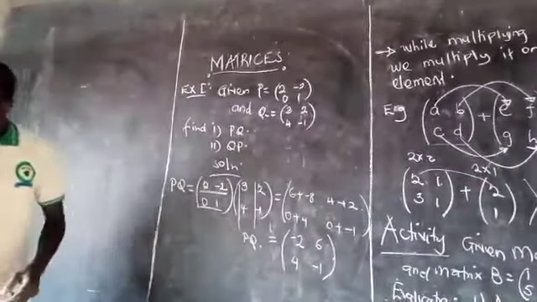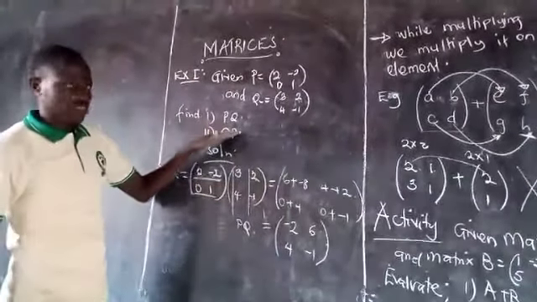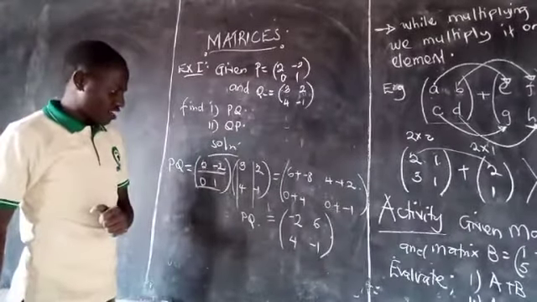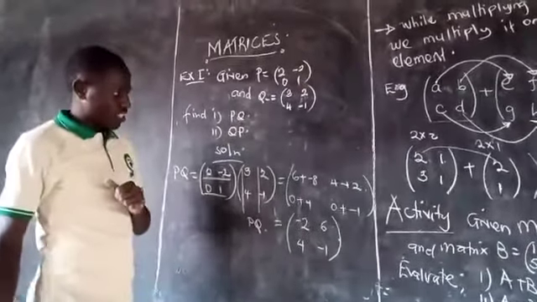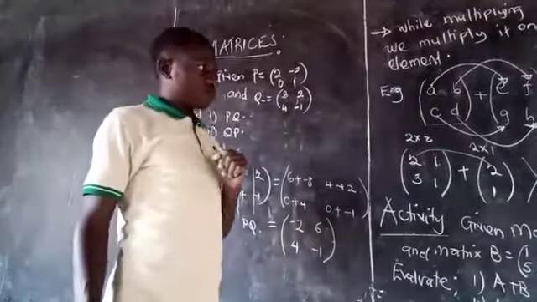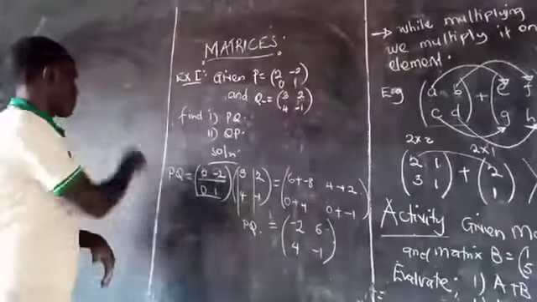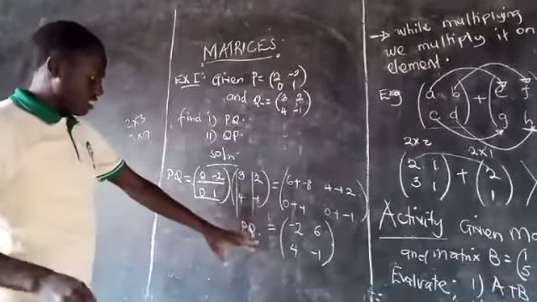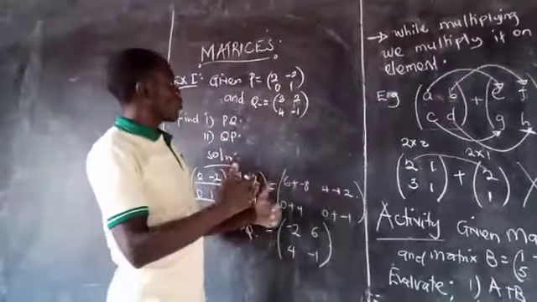Now, I will request you, as part of an activity, to go and compute QP. After computing QP, I want you to see whether PQ is equal to QP, and comment accordingly, whether yes or no. I want you to arrive at a certain property of matrices, because we know that when we are multiplying different numbers, if we have 2 times 3, it is equal to 3 times 2, right? But it may not be the same case under matrices. So go on and do that.